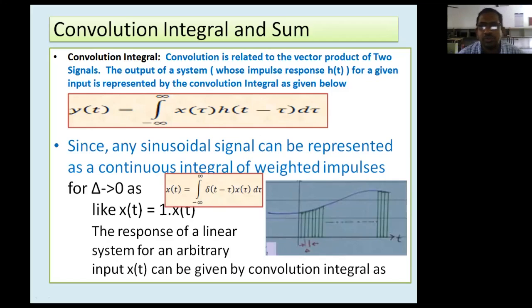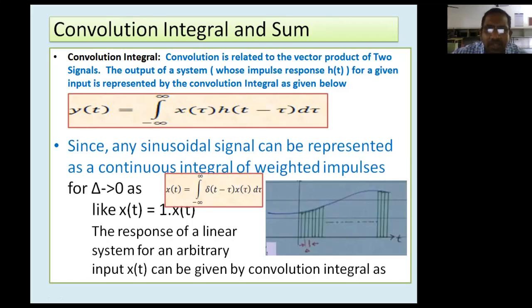Now, what kind of signals are suitable to involve in the convolution process? There is a simple mathematical analogy here. Not any system or signal is suitable to apply the convolution property. Let us look into this. Since any sinusoidal signal can be represented as a continuous integral of weighted impulses, only that kind of signals are suitable for the operation called convolution.